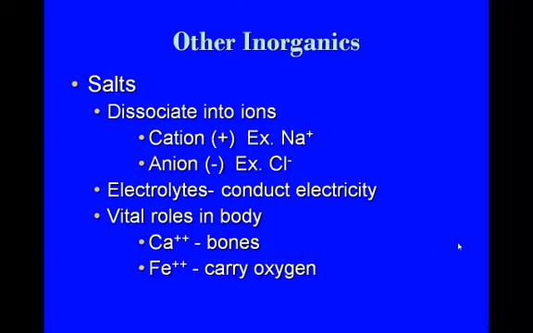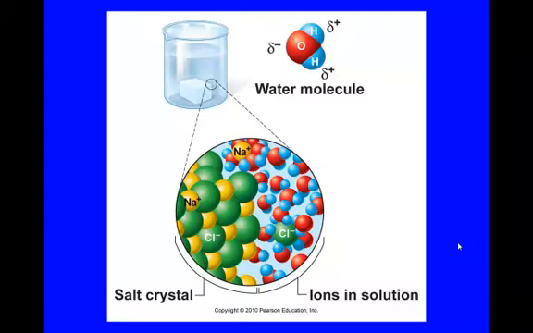Now, what are some other vital roles in the body for salts? Well, you need calcium for your bones. Iron you need to carry oxygen in hemoglobin. There are so many important uses for salts in the body. Alright, in this illustration you can see that we put a salt block into a beaker of water and it dissociates. It breaks down into the individual sodium and chloride ions.